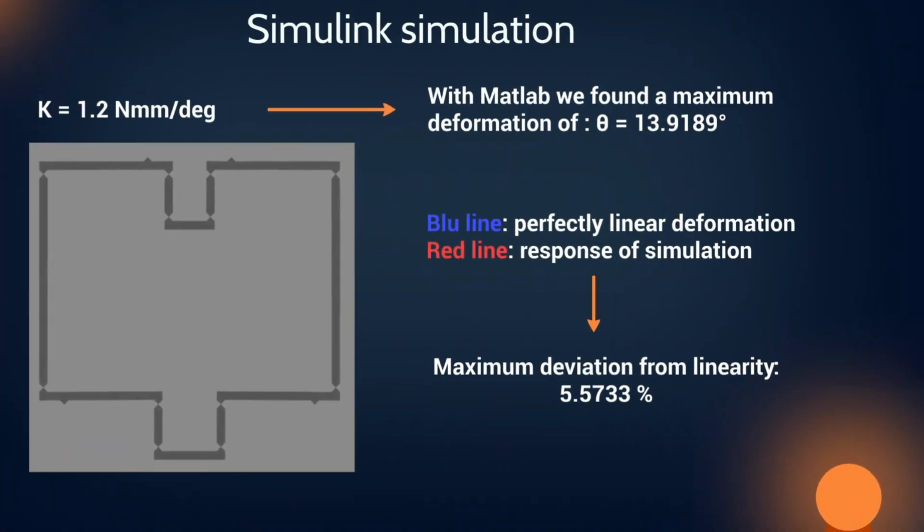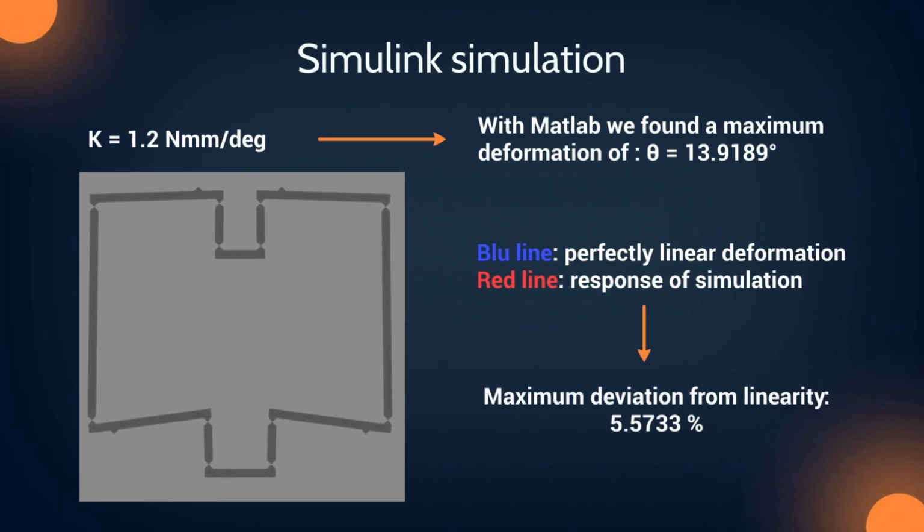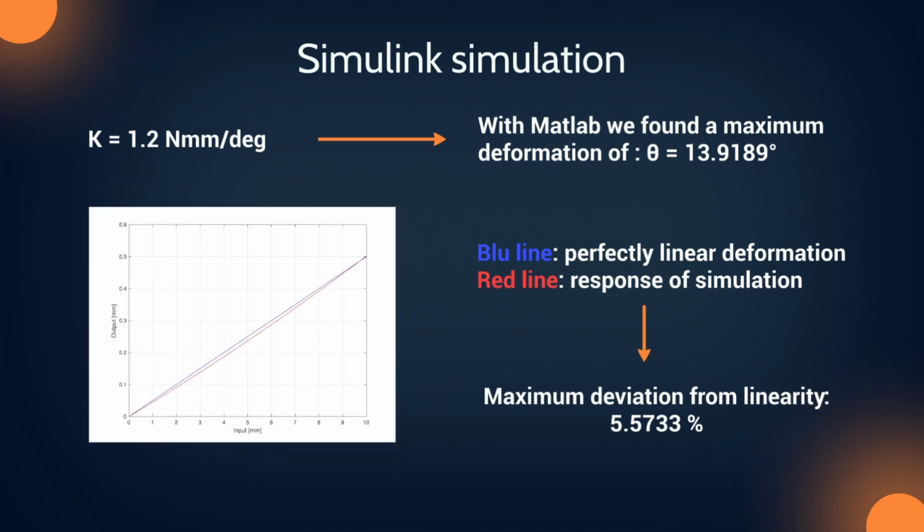Using MATLAB, the system was recreated with the multibody function as shown in the animation, and the output displacement was verified by applying an input of 10 mm and a force of 1 Newton. To achieve this, it was necessary to define a stiffness factor k, which in our case was set to 1.2 Newton millimeters per degree. By iterating this process and adjusting the length of the rods, a final maximum hinge deformation of 13.9 degrees was obtained. The system showed a maximum deviation of 5.5% from perfectly linear behavior.